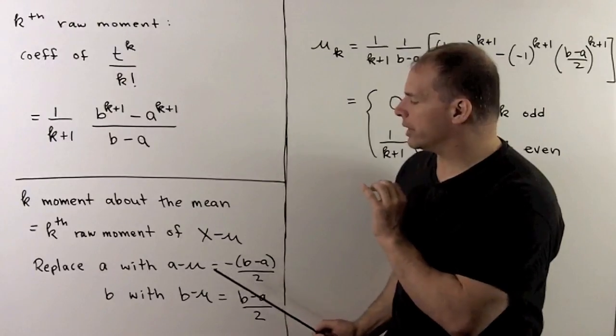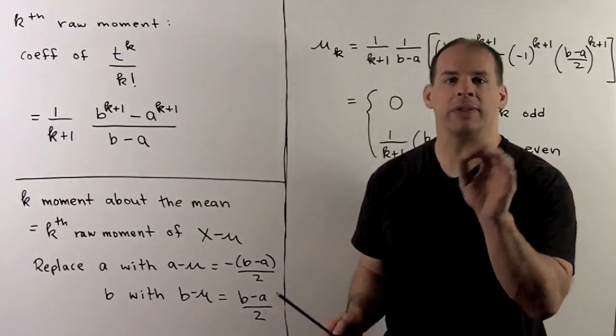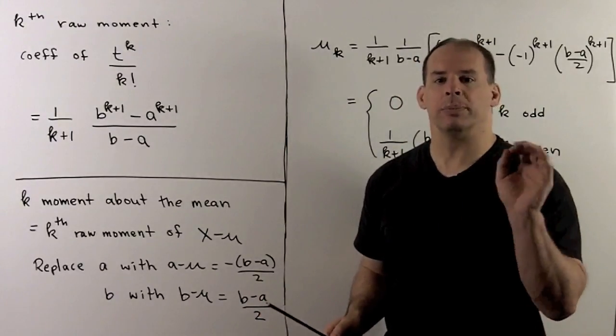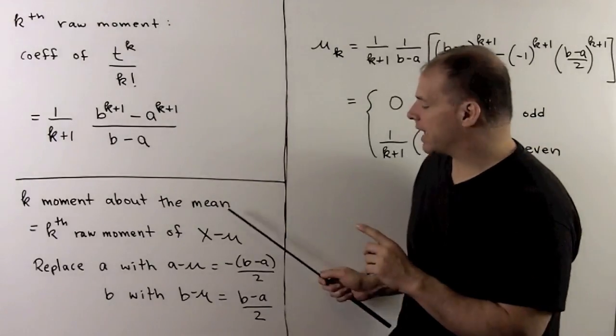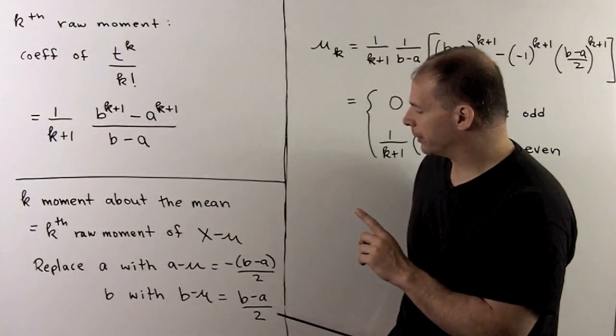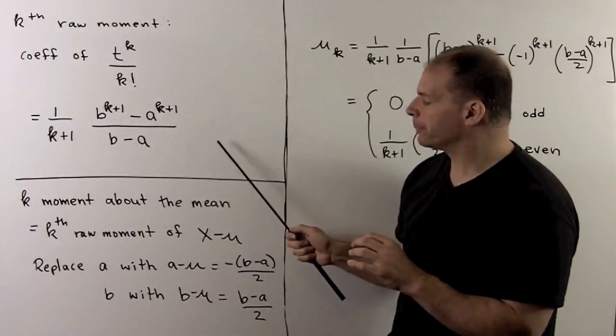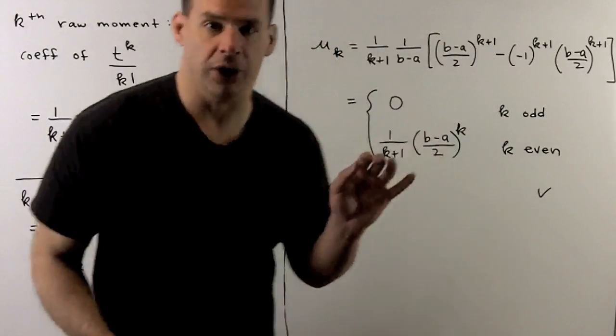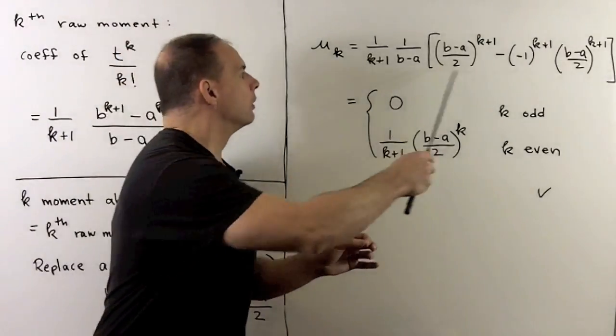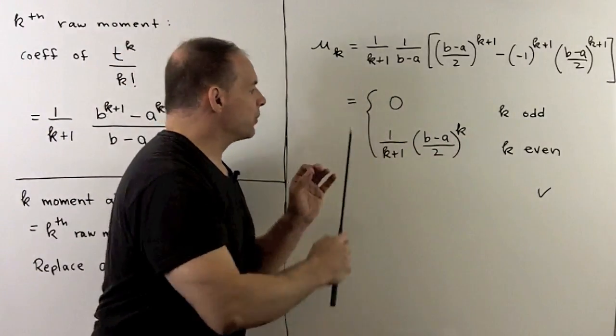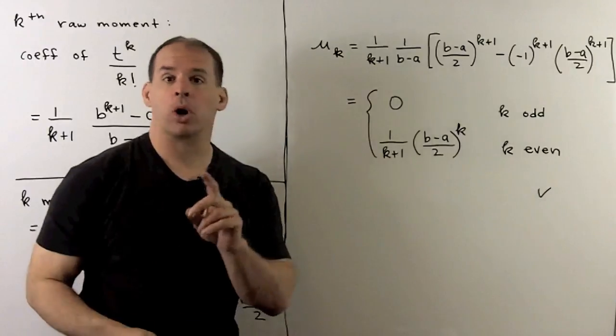So what we want to do is replace a with a minus mu, and b with b minus mu. We've done this calculation before. Then, if we substitute into this expression, what comes out is familiar. And we get the answer that we had before. So our work checks out.